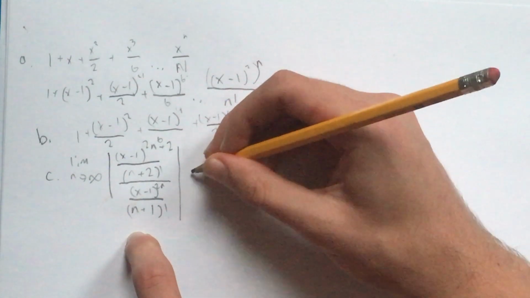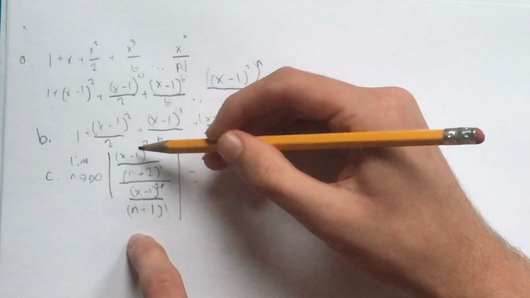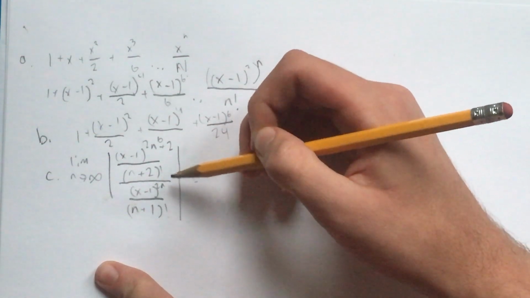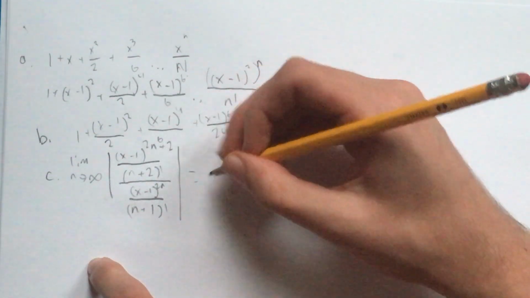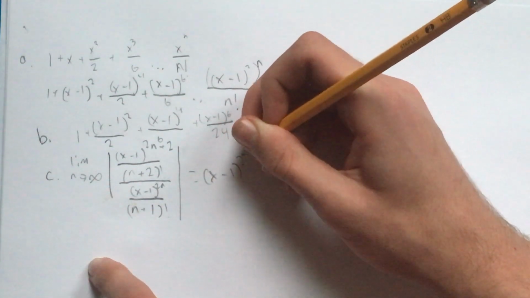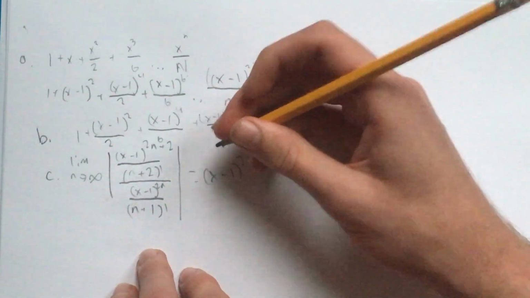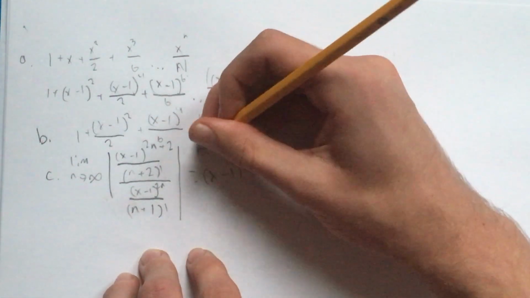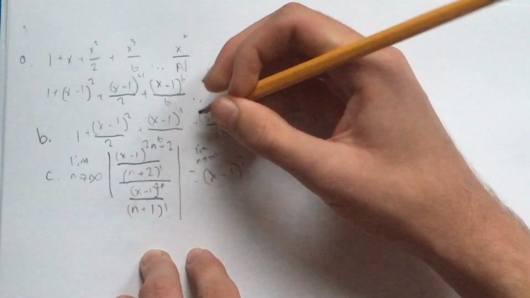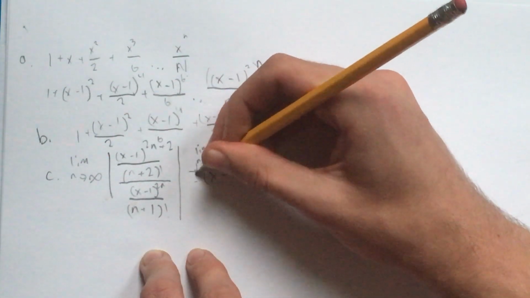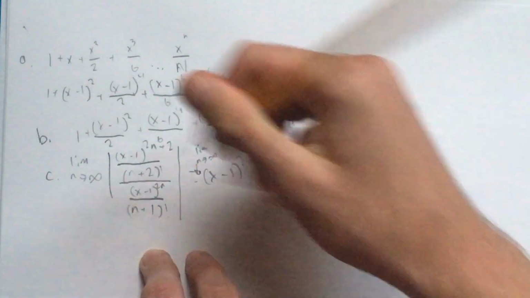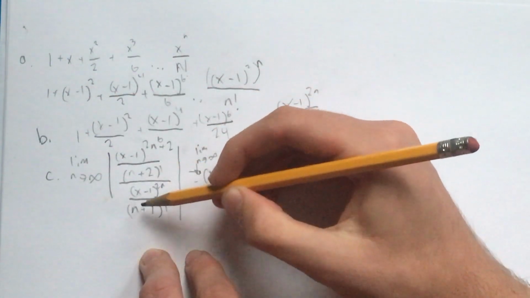If we do that, we can see that this is x minus 1 to the 2n plus 2, and this is x minus 1 to the 2n, so the 2n's cancel out, and then we just get x minus 1 to the 2, or just x minus 1 squared. Oh, forgot to write limit. Never forget to do that. Just pretend that's there. And after that we have this.